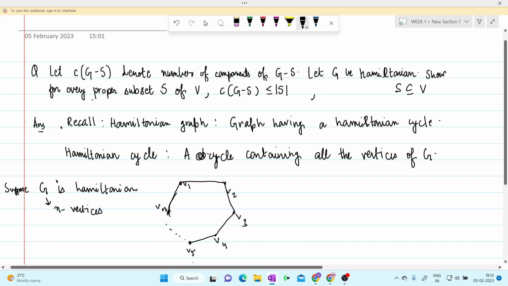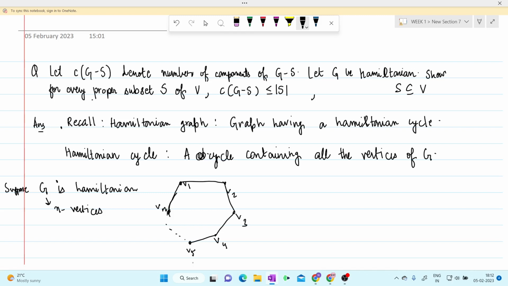Now suppose we remove k vertices, then the number of components... So if the graph is Hamiltonian, we'll have a Hamiltonian cycle, and there can be additional edges also, but we know that there will be a cycle which is covering all the vertices because G is Hamiltonian. Now the question is saying that if we are removing some k vertices, then after removal the number of components should be less than or equal to k. So suppose first we do it for k equal to 1.